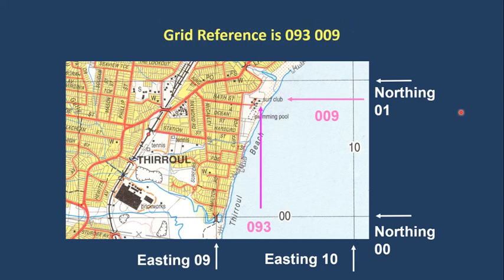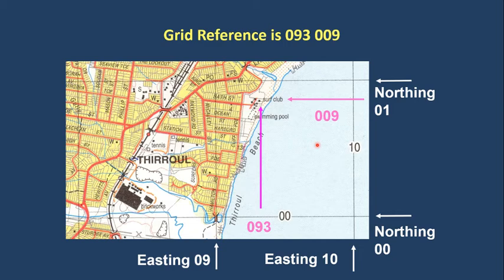So again, looking at that, we can see we're 3/10 of the way between 09 and 10. So we'll call that 093. And we're 9/10 of the way up here between 00 and 01. So that's 009. Now you can literally measure these distances on your ruler, and so you can be quite accurate. So don't just try and guess it. You should actually get a ruler out and measure those distances on the map. And we'll have some practice of that in the lab classes.